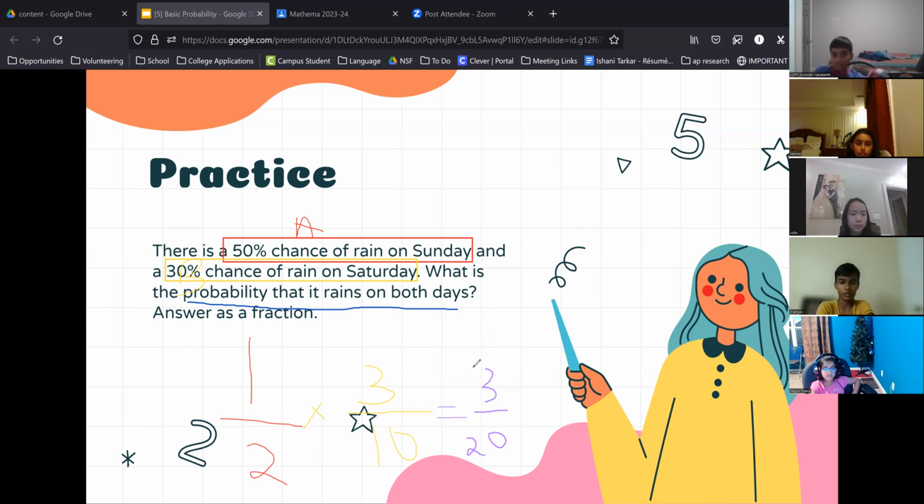So percent just means out of 100, right? So 3/20 is 15/100, which is equal to 15%. So 15% is not the answer. It should be 3/20 because it says to answer as a fraction.